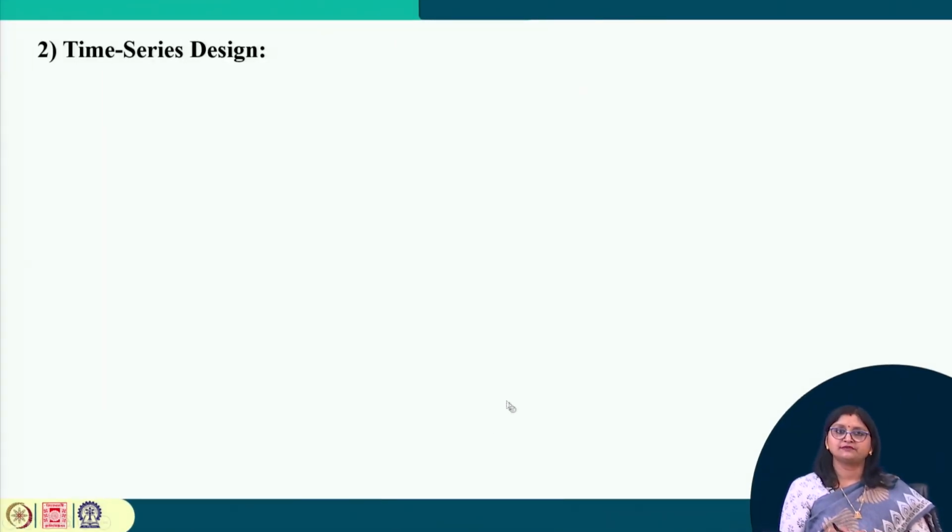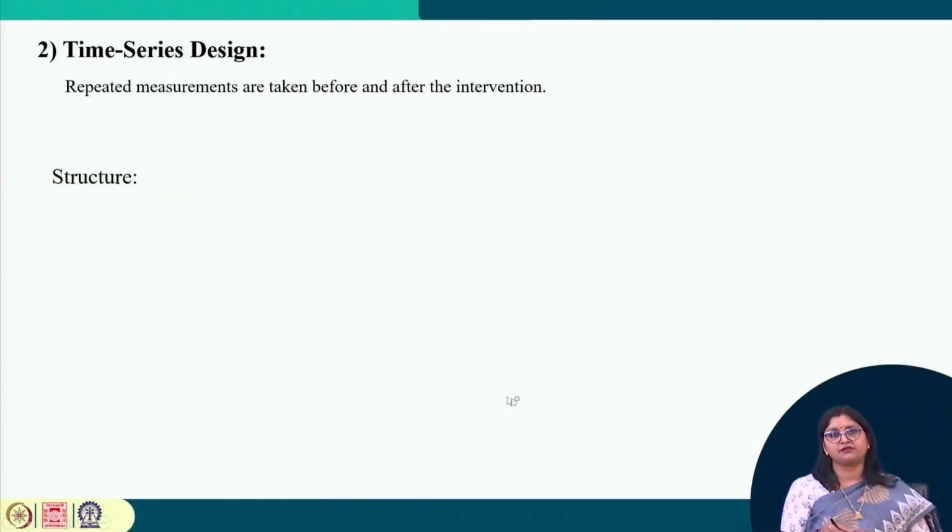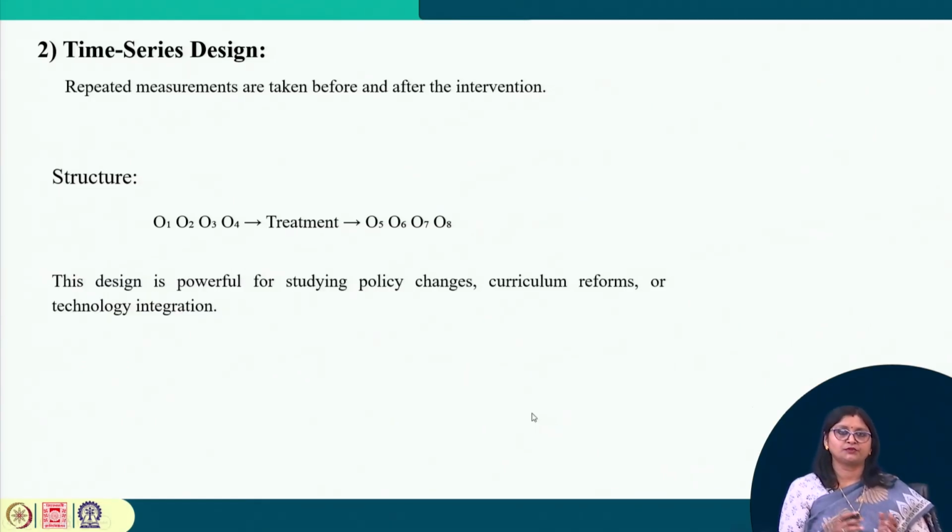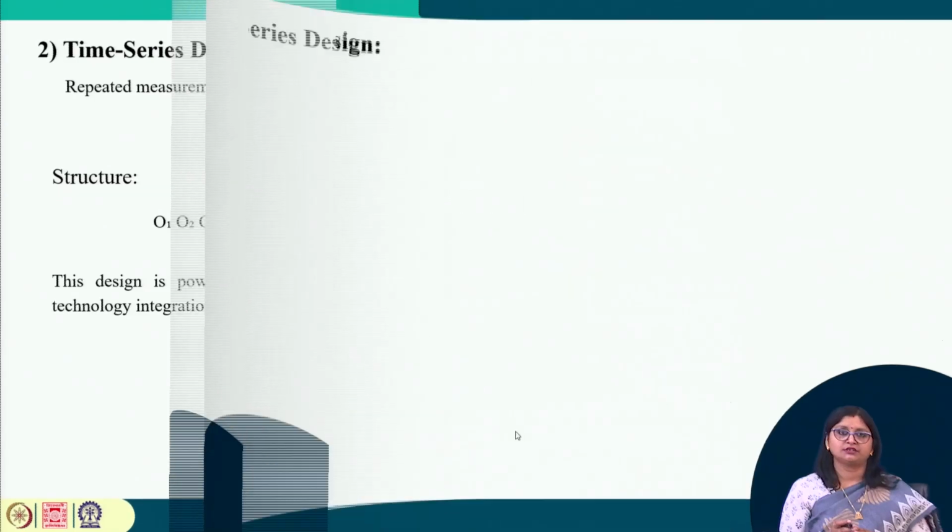The second one is time series design. Here, repeated measurements are taken before and after the intervention. So, the structure is observations 0, 1, 2, 3, 4, treatment, and the post-test. So, pre-test, treatment, post-test, and this design is powerful for studying policy changes, curriculum reforms or technology integration.